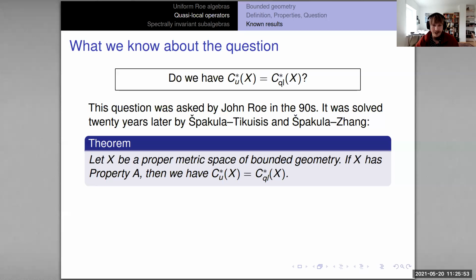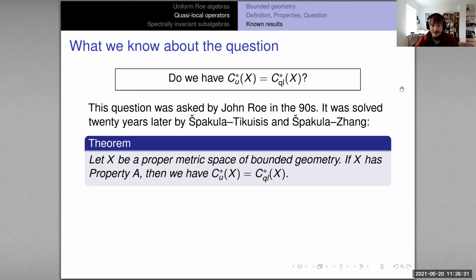So property A, I don't want to define it here because it is actually not relevant for the rest of the talk, but I just want to say that it's an extremely general property. In the sense that it was for a very long time an open problem to actually construct a space which does not have this property. So therefore one can say that for almost all spaces, because it's extremely hard to construct one which does not have this property, you have a positive answer to the question. And as I said, if you're familiar with large scale geometry, this property A assumption is a natural one.